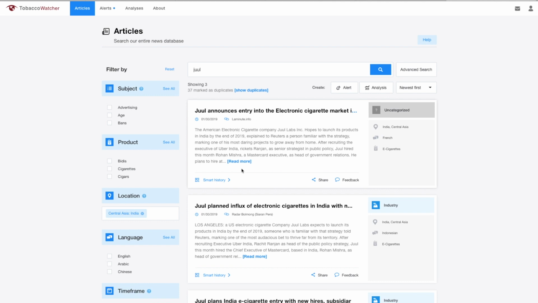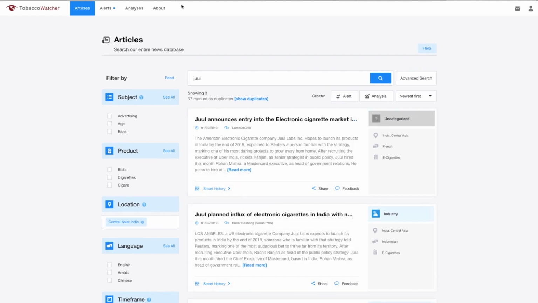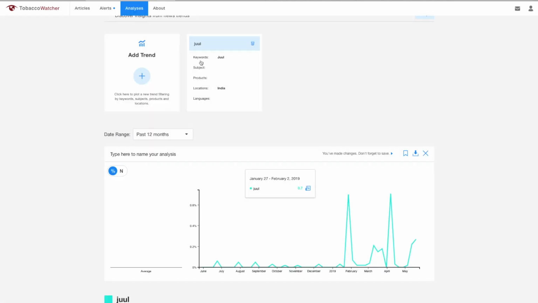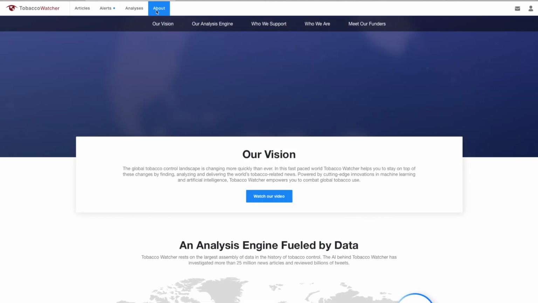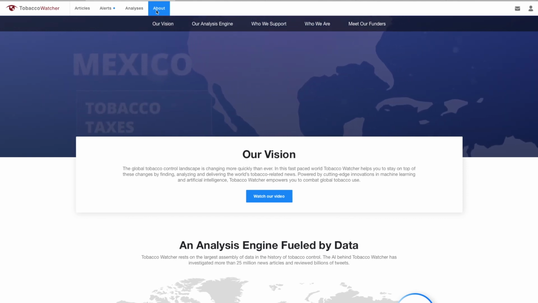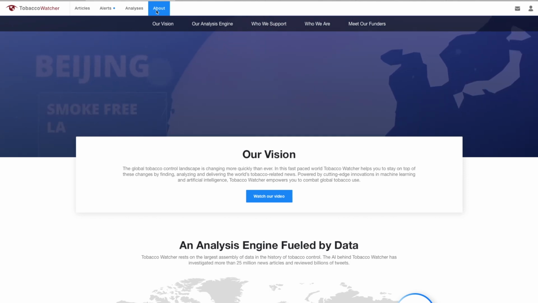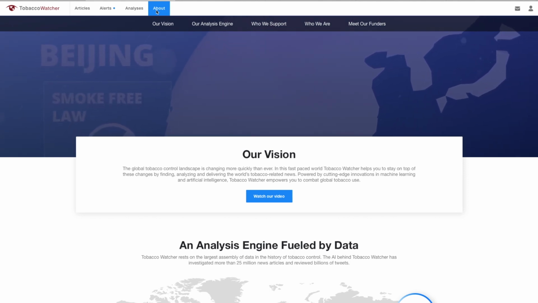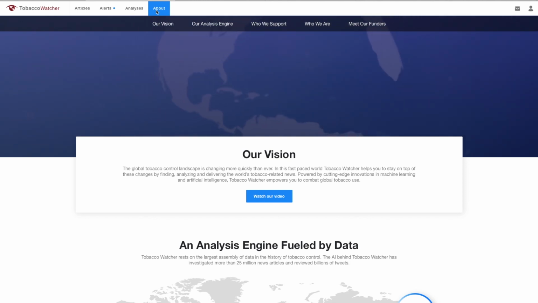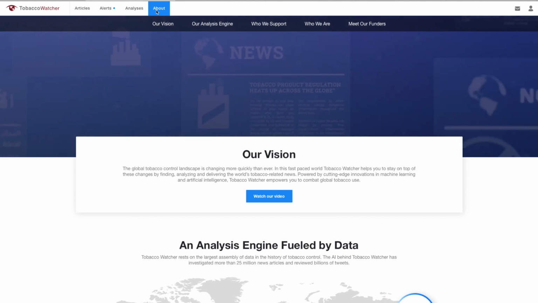So we can use Tobacco Watcher to analyze trends to understand what's potentially happening around the world, even on one product like Juul. That's what we encourage you to do. Use Tobacco Watcher to mine our database to see what's happening. Use alerts to stay up to date so you can get the latest news on the topics you care about. Or use our analysis tools to understand important trends and understand the context of what's happening around the products and tobacco control issues on your radar.